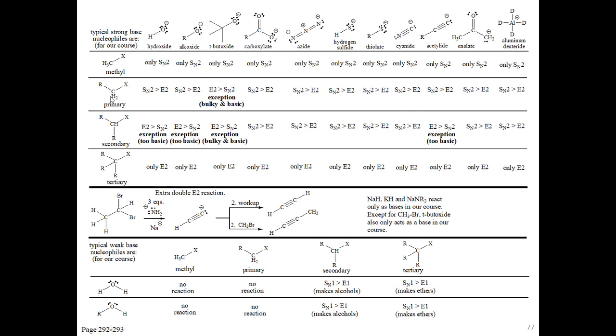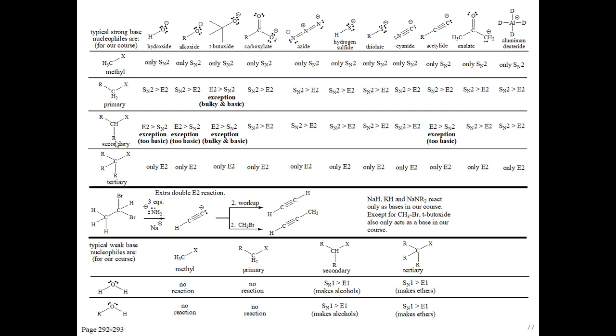Now if I come down to the primary bromoalkane, this is pretty easy too, because SN2 wins everywhere except t-butoxide up here. And that's because this is big and bulky and basic, and it does E2 over SN2. Okay, so this is the only place where we can get an E2 at a primary bromoalkane. So it's an exception, but it's an important exception because everything else is going to be SN2.